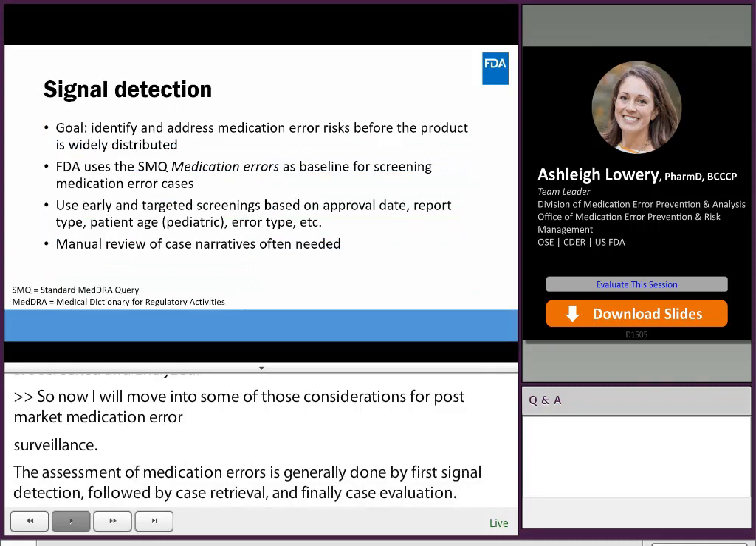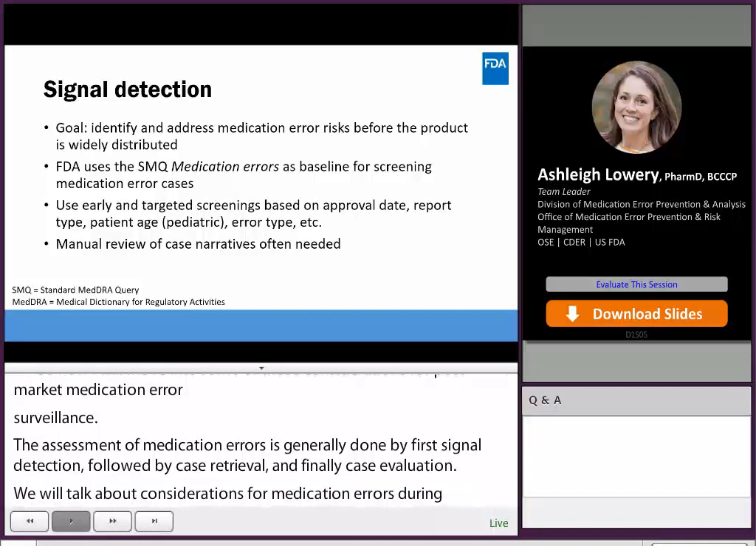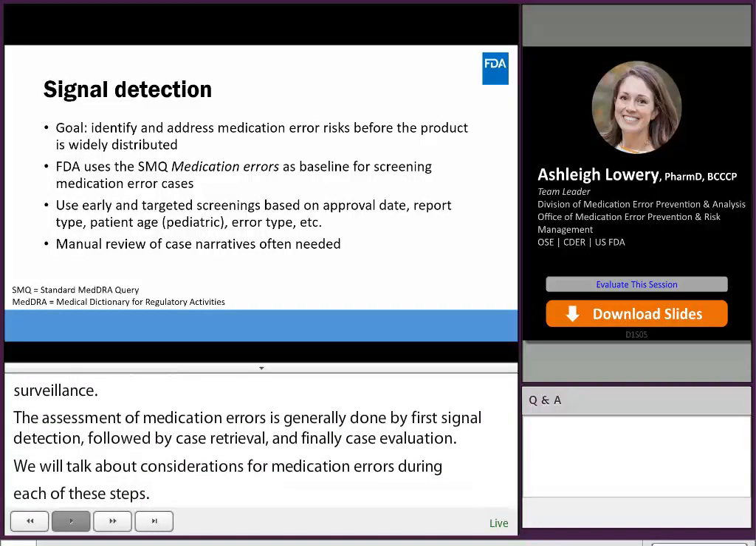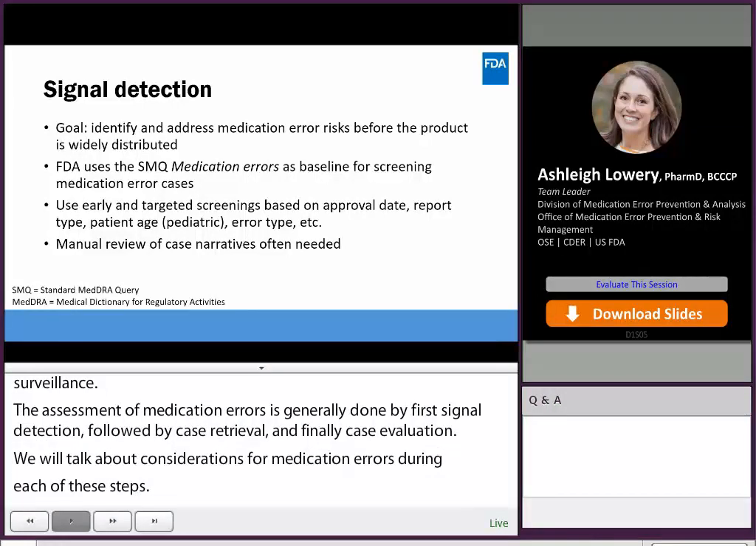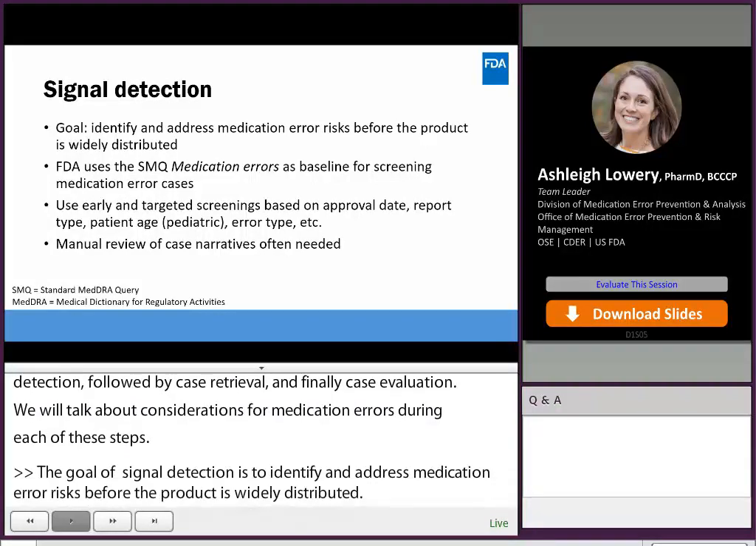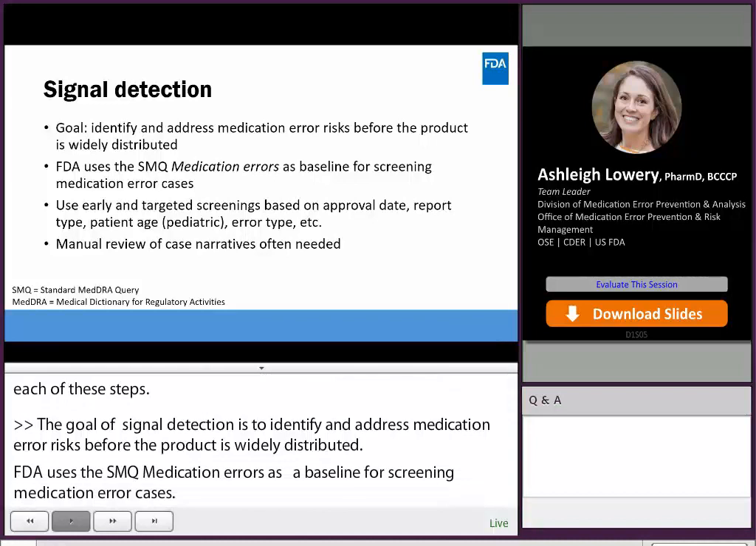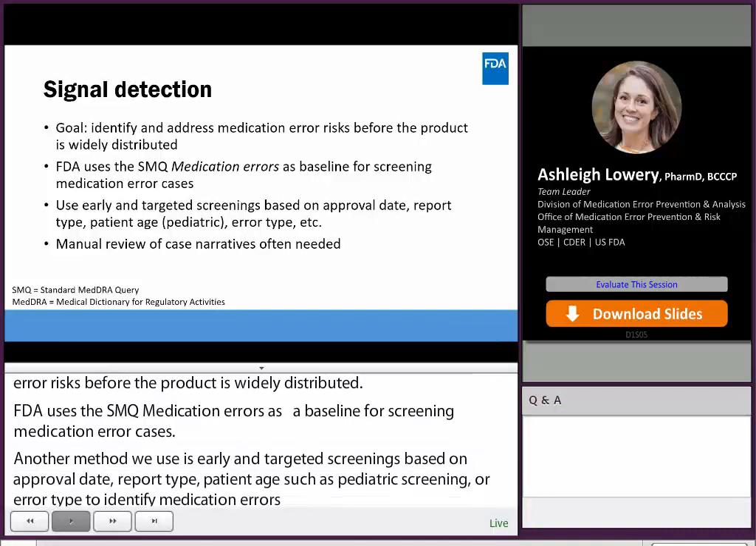Beginning with signal detection, the goal in signal detection is to identify and address medication error risks before the product is widely distributed. FDA uses the standard MedDRA query, medication errors, which is a collection of MedDRA terms, as a baseline for screening medication error cases. Another method that we use is early and targeted screenings based on approval date, report type, patient age, for example, pediatric screening, or error type to identify medication errors early. Manual review of case narratives is often needed for signal detection, but we're also exploring the use of predictive analytics and artificial intelligence technologies.